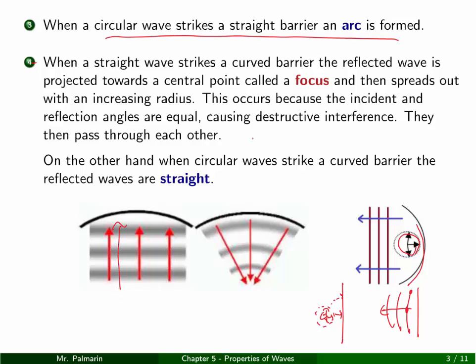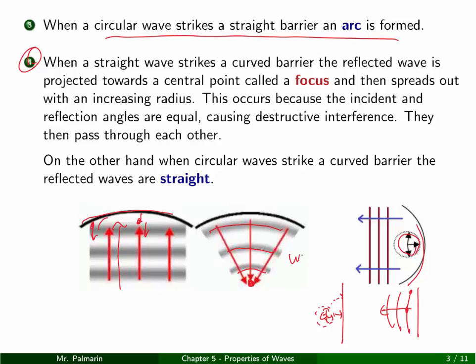This is point 4. This is an important one, so circle this one. Hitting a curved barrier, as you would expect, they'll conform to the curve. In other words, this point will hit first and bounce off first. This point right here will hit last and bounce off last. The result is a curve. However, since it is curved, it will converge at a focus, at a point. Once it hits this point, here's the key part.